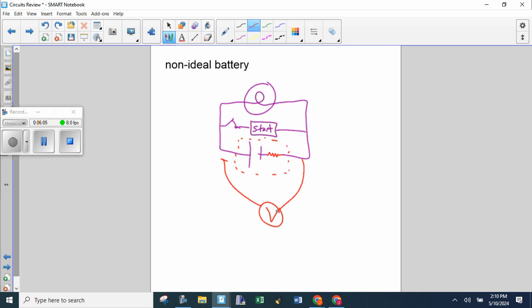What do resistors do when current goes through them? They take some voltage, right? So if this is a 12-volt battery, and there's no current flowing, it says 12 volts. But as soon as I hook it up to a circuit and there's actually current flowing, some voltage gets used up by the internal resistance. So now my voltmeter doesn't say 12.